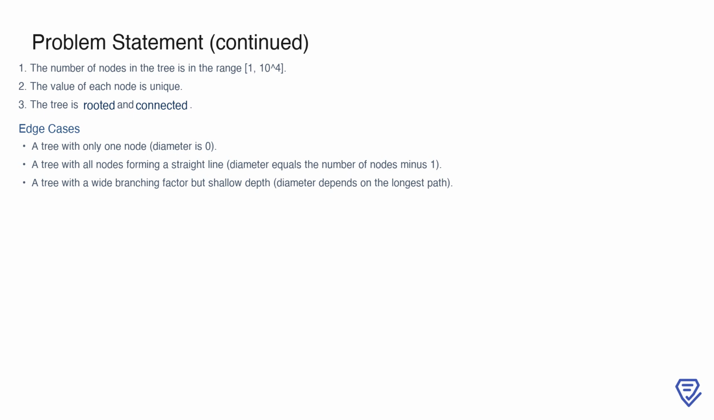Finally, let's review the constraints and edge cases for this problem. The tree can have up to 10,000 nodes, and each node has a unique value. The tree is always rooted, meaning there is a designated starting node, and it is connected, so there are no isolated nodes. Some critical edge cases to consider include a tree with only one node, where the diameter is 0, a tree where all nodes form a straight line, resulting in a diameter equal to the number of nodes minus 1, and a tree with wide branching but shallow depth, where the diameter depends on the longest path. These scenarios highlight the importance of handling different tree structures when solving the problem.